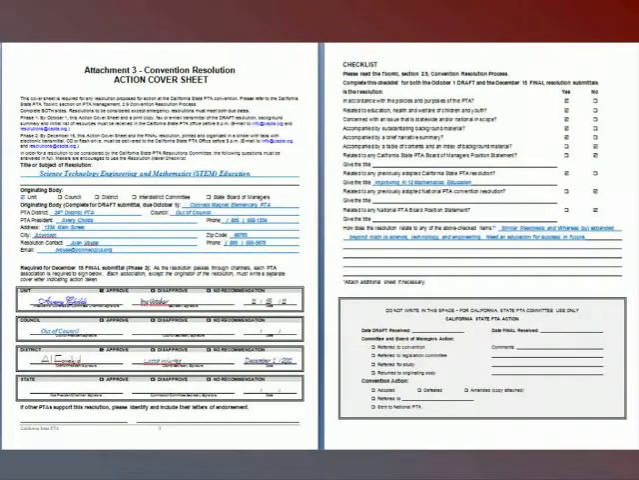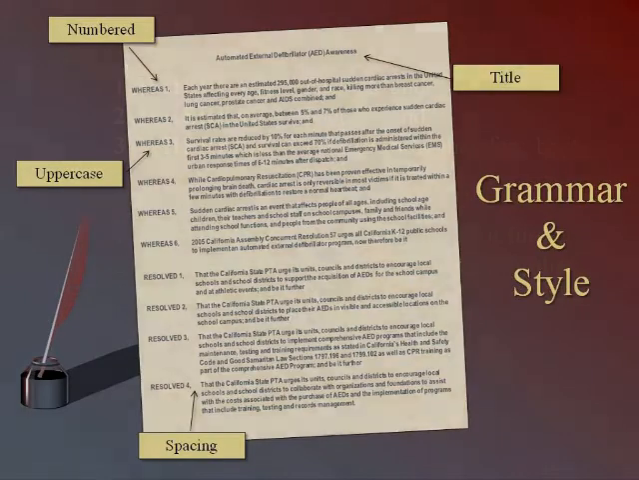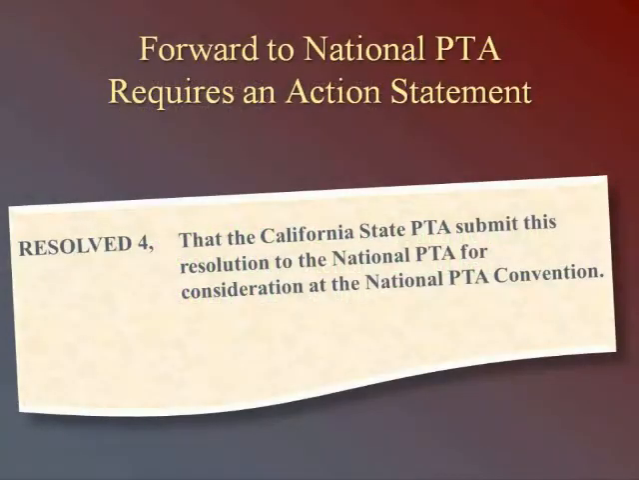The criteria include these things: a completed action cover sheet, properly filled out and with all the required through-channel signatures. The whereas and resolve statements have been properly formatted. Note the grammatical styling, the uppercase words, the spacing, and the end-of-sentence follow-on. A resolve to forward the resolution to National PTA must be included if this is one of your desired actions.